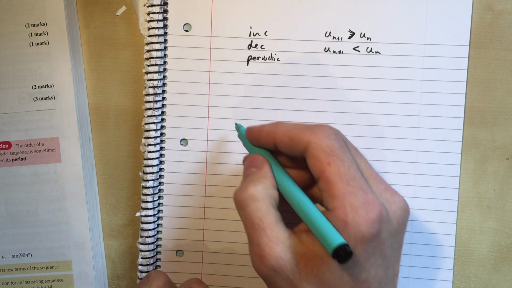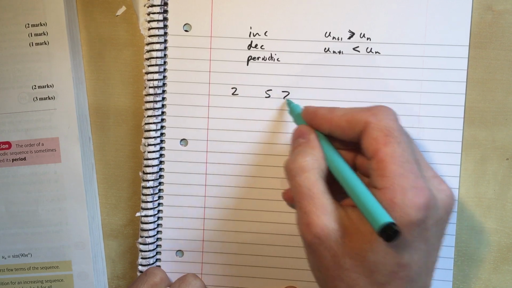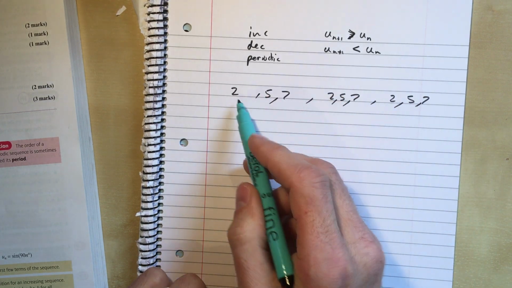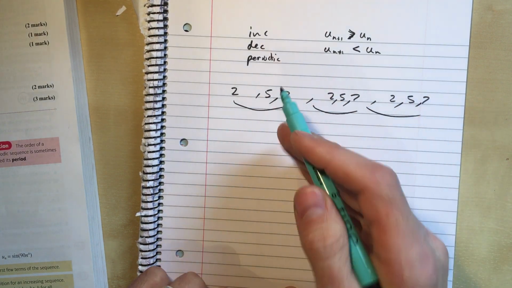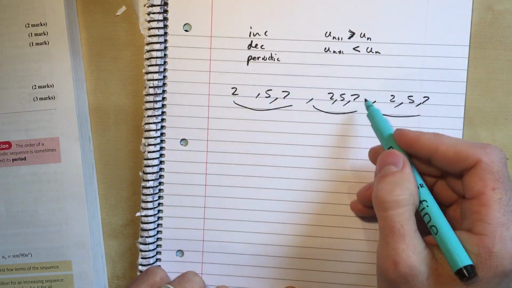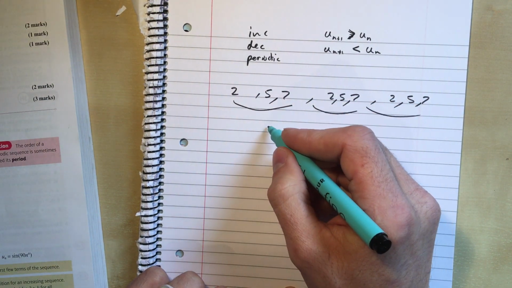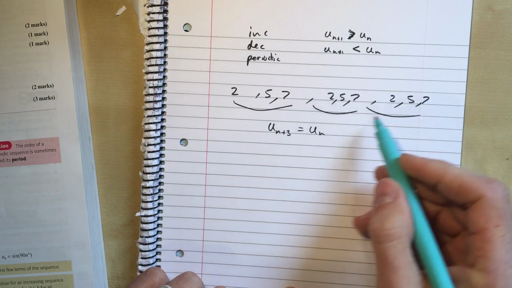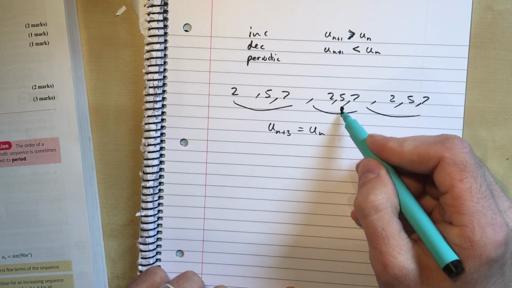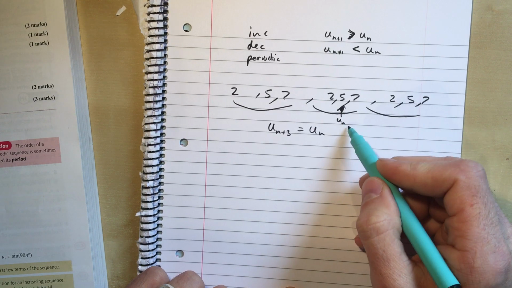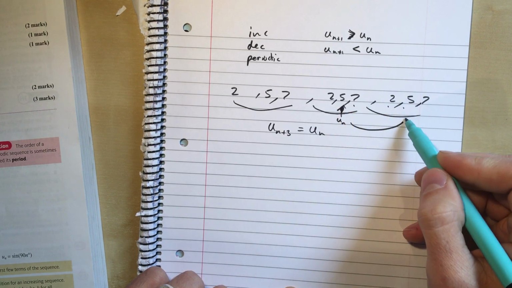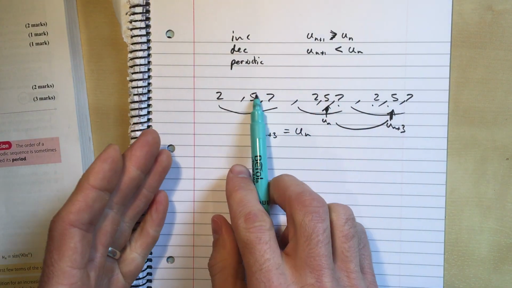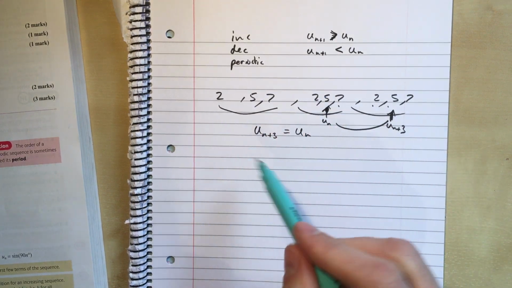Now a periodic sequence is something that might look like this. I don't know, 2, 5, 7, 2, 5, 7, 2, 5, 7. So I just get 3 numbers that go round and round and round. That would be a periodic sequence. So how do we write that? Well, in this case, u_{n+3} is the same as u_n. If I take this point here, u_{n+3} is 1, 2, 3 numbers along, which is that one there. And any point in the sequence, if you go 3 steps further on, you've got the same number that you were on. So u_{n+3} equals u_n.